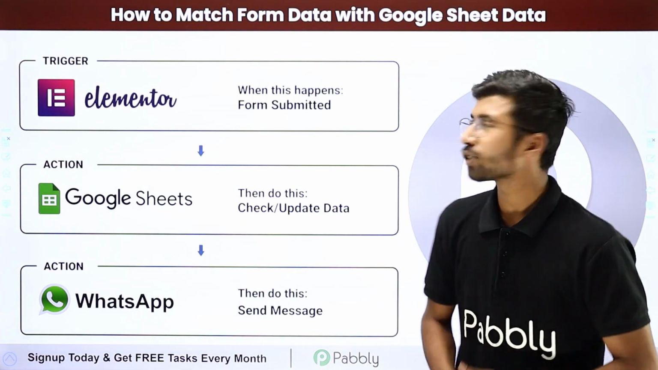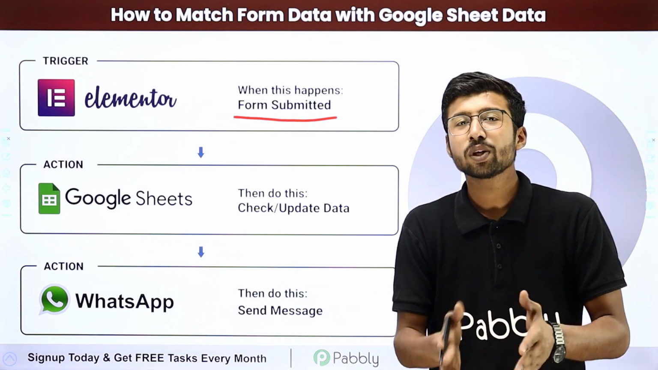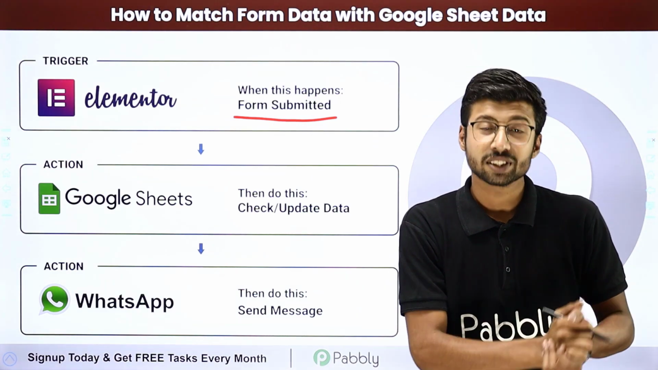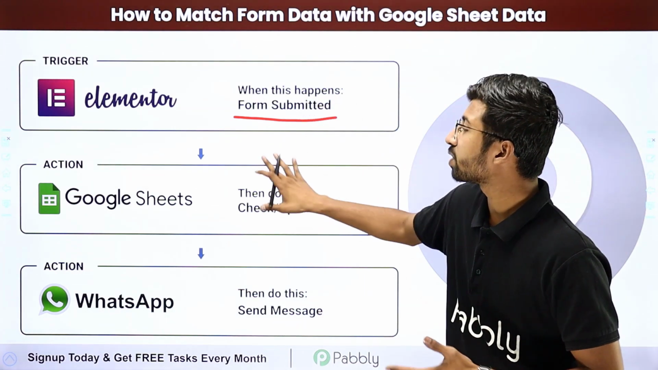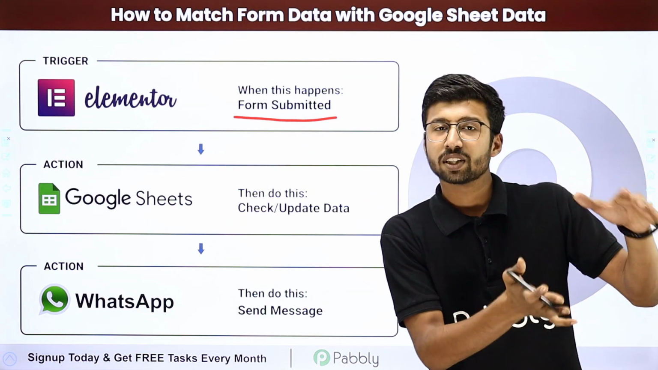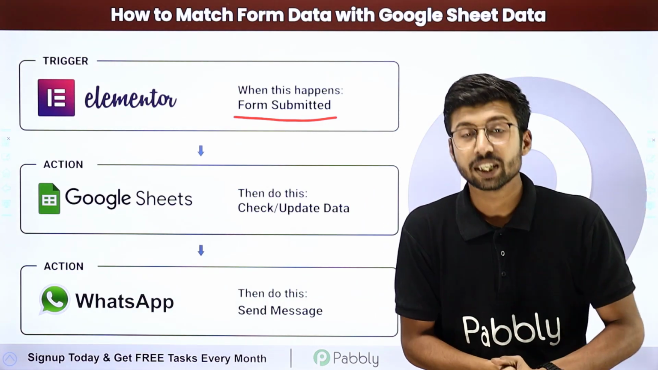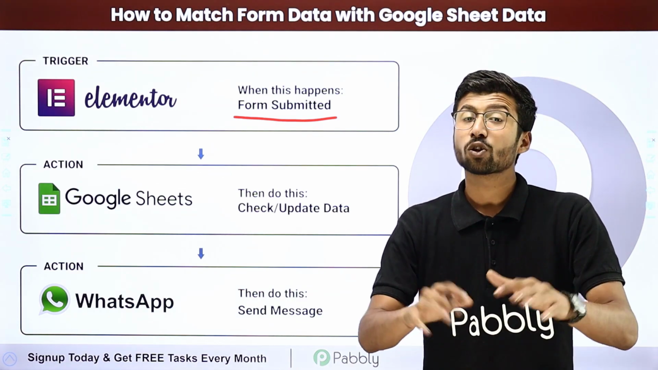So the trigger of this automation will be submission of a form in Elementor. Instead of Elementor, you can use some other form building application as well. Whenever a user submits the form with their details, we will search for their data in Google Sheet. So in the Google Sheet, we have the data. We will search for that user's data in the Google Sheet. If the data exactly matches, then we are going to end this automation there.